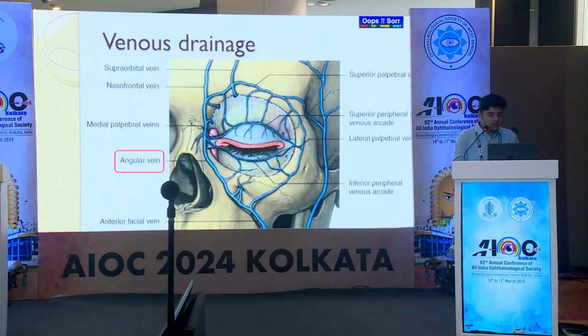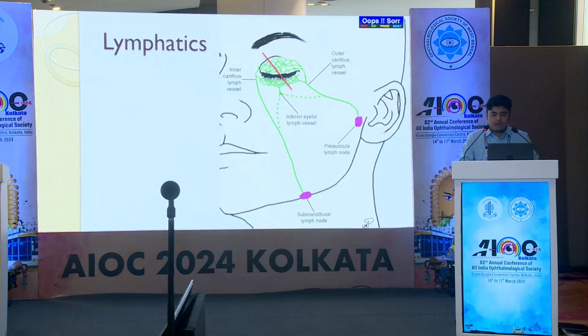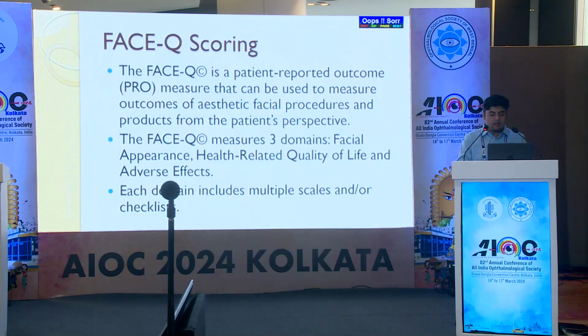In the venous drainage, we have to remember the angular vein, which is formed by the supraorbital vein and the supratrochlear vein. And here we can see that the angular vein actually lies in front of the anterior lacrimal crest, so in case of DCR surgery, if we limit our incision along the orbital rim of the anterior lacrimal crest, we should not damage the angular vein. That will cause bleeding. The lymphatics on the outer canthus go to the preauricular lymph nodes, and the inner canthus goes to the submandibular lymph nodes.